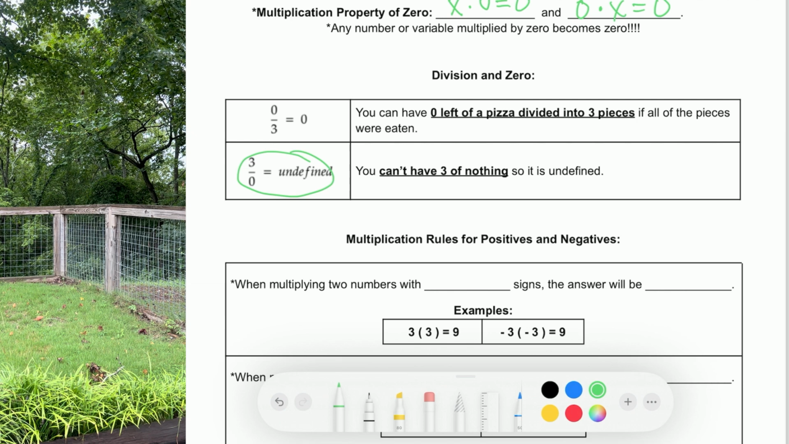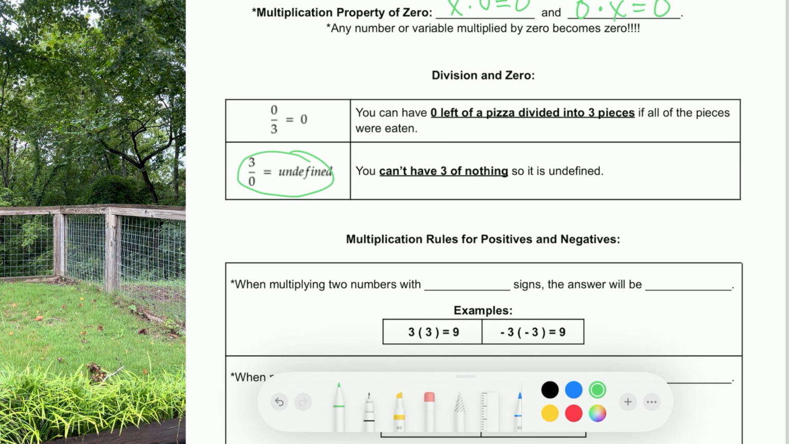But now let's look at the second one, where the 3 is in the numerator and the 0 is in the denominator. You'll notice I don't have it equaling 0. I have it equaling a word that says undefined. Well, what does undefined mean? That'll make more sense when we get to graphing. But for now, just memorize that the word is undefined.